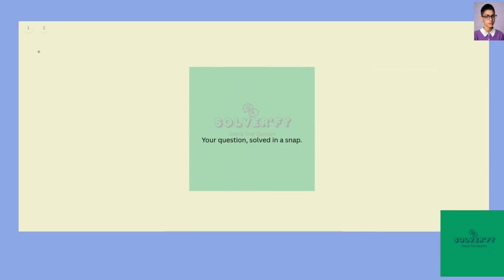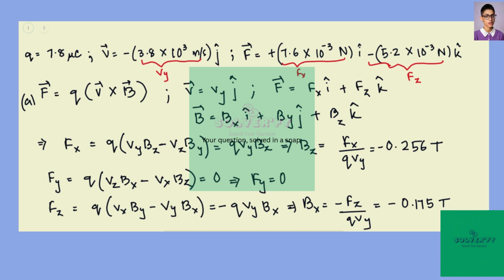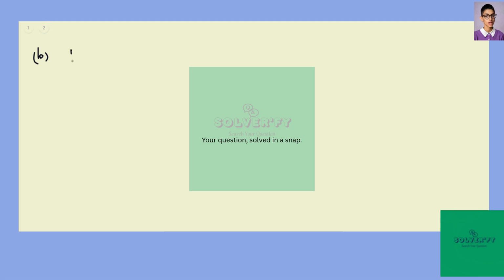For part B, as you can see here, By is not determined because no force due to this component of B along the velocity direction is present. So measurement of the force tells us nothing about By. So that is part B. So basically By is not determined because no force due to this component of the magnetic field along the velocity is present.